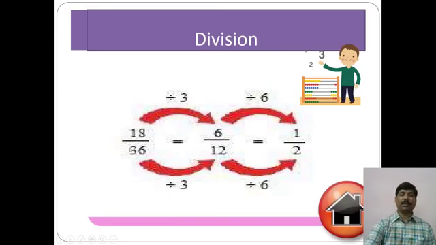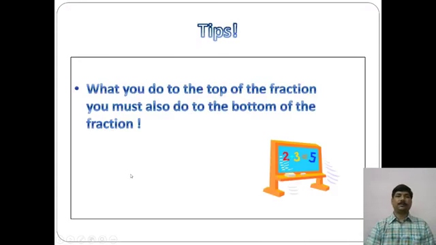You can practice by taking some examples. What will be the equivalent fraction of 25 upon 50? Please tell me. There will be 1 upon 2. One tip for equivalent fractions, one point to remember: what you do to the top of the fraction, you must also do to the bottom of the fraction. It means what you do in the numerator, you have to do the same for the denominator.